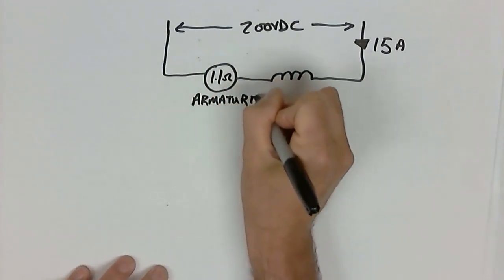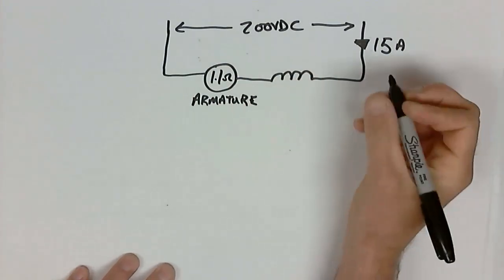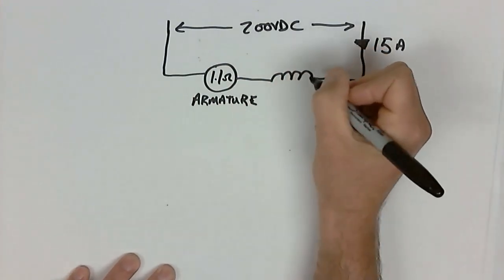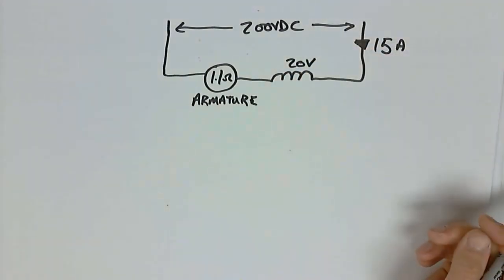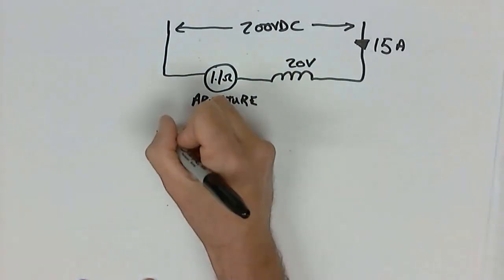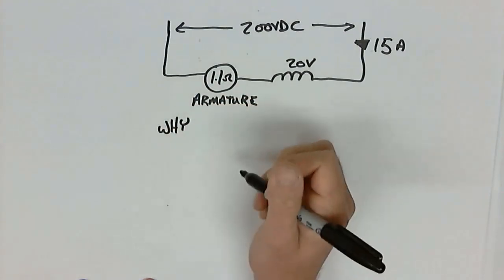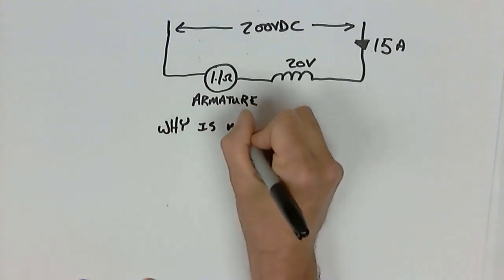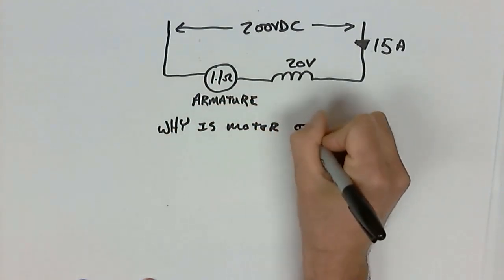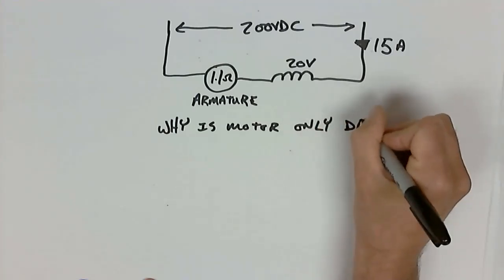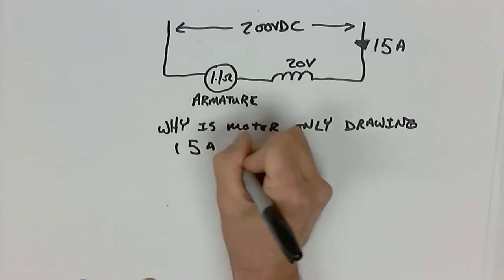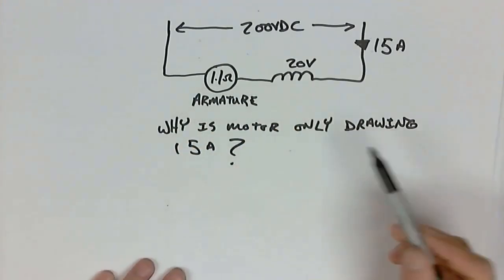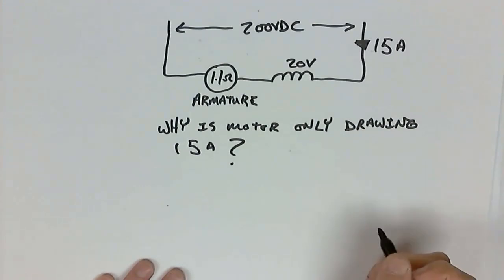And we know that the actual series winding typically has a fairly low ohmic value as well. So I'm going to say the voltage across that series winding is 20 volts. So the question becomes, why is this motor only drawing 15 amps? Like, why is that? Why is the motor only drawing 15 amps?